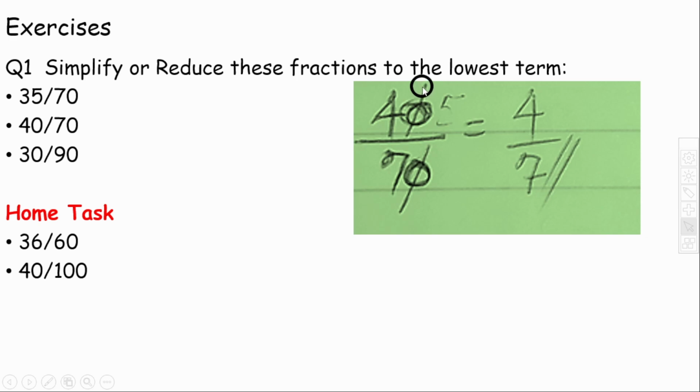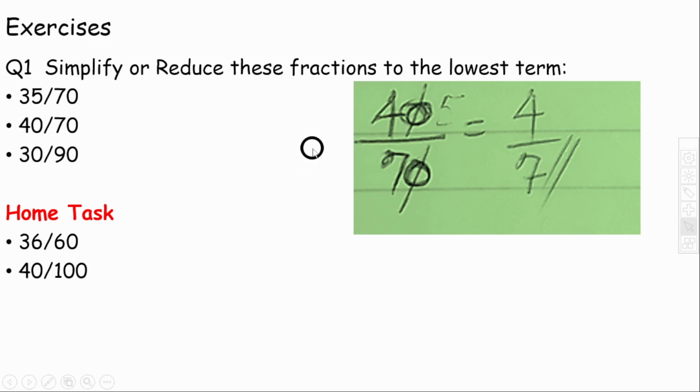What I mean by trailing is ending 0. 40 ends with 0, 70 ends with 0. So you cancel out those zeros. Now that you've cancelled those out, it remains 4 all over 7. Do we have any common factor between 4 and 7? None. So this is the final reduced fraction. So the lowest term is 4 over 7.